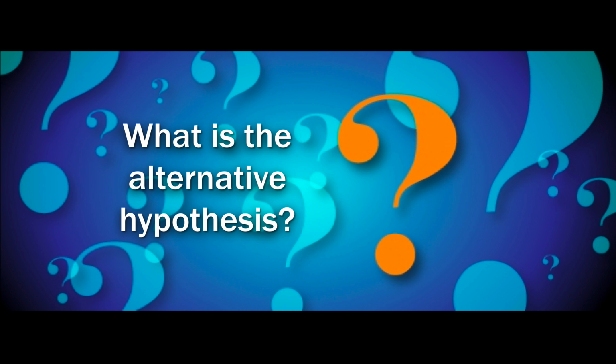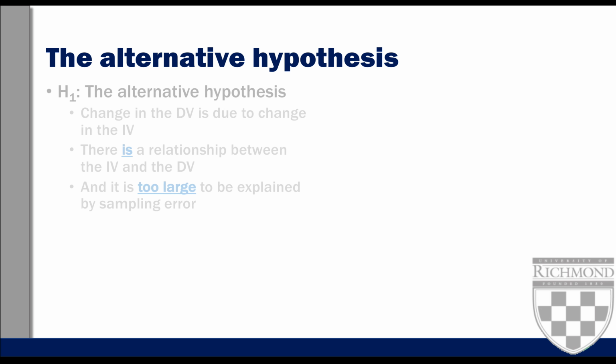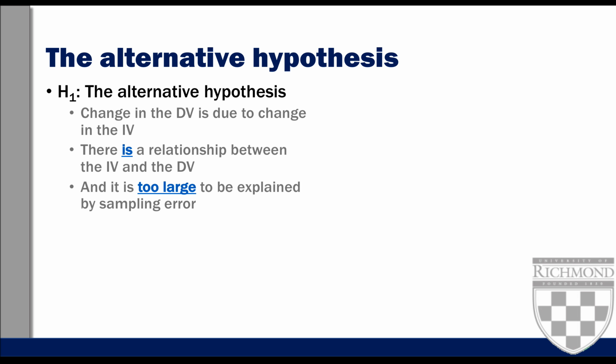So we've got to figure out a way to express that in notation. We call it H sub 1. Sometimes you'll see it referred to as H sub A. Both mean the same thing, the alternative hypothesis. So change in the dependent variable is due to change in the independent variable. In other words, there is a relationship between the independent variable and the dependent variable.